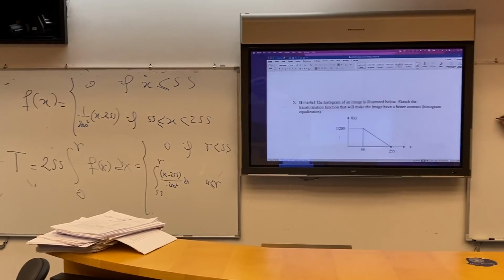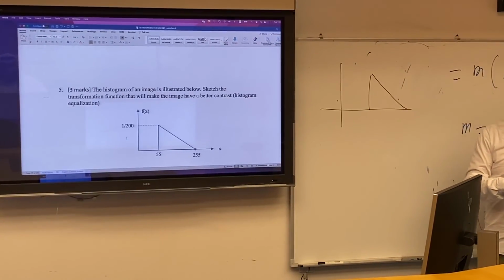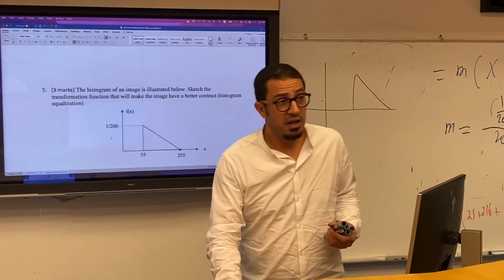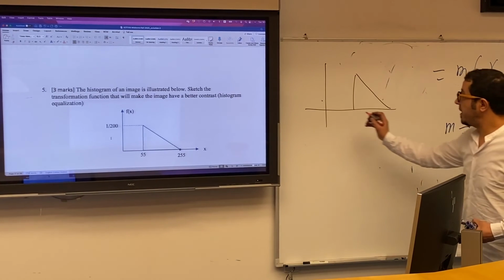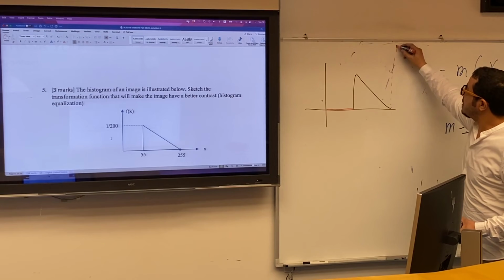Look here, please. You have this one here. How to sketch the integration, please? What does integration mean? Area, right? So the area, what should it be? Here it is 0, 0, right? And at the end, I have to reach 1.